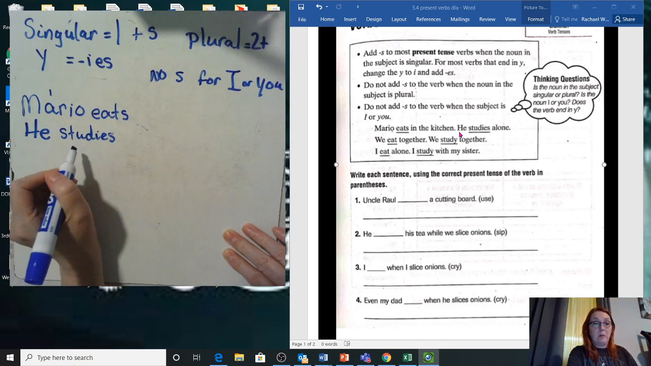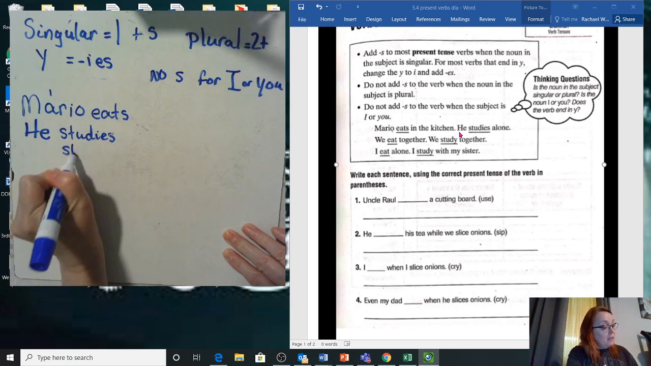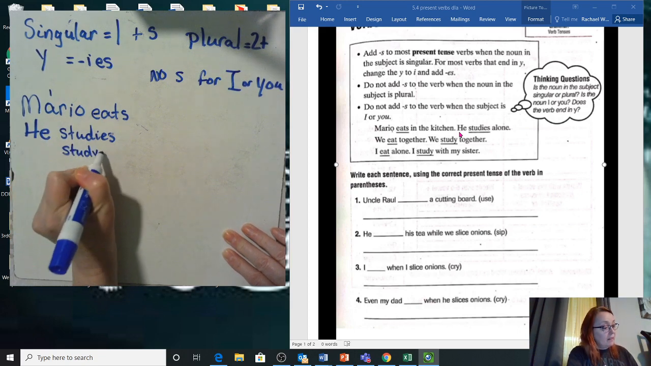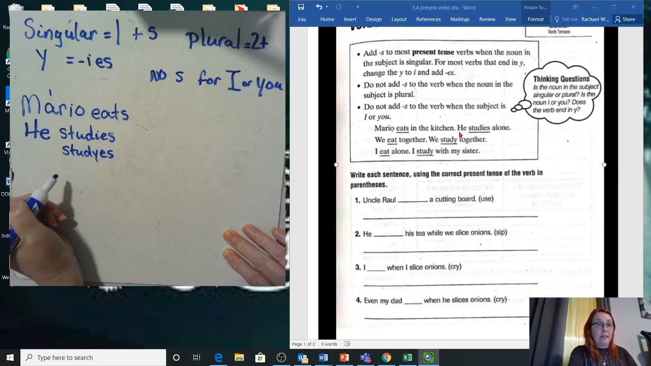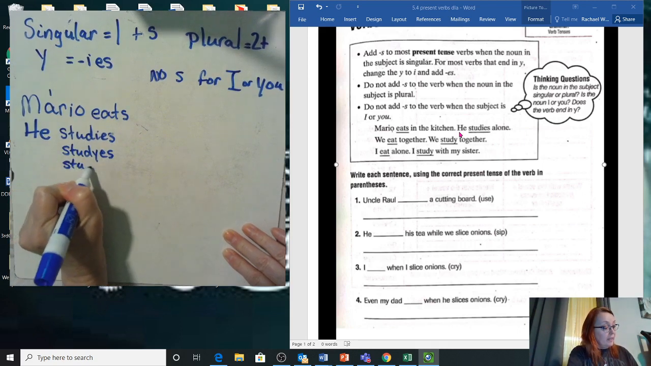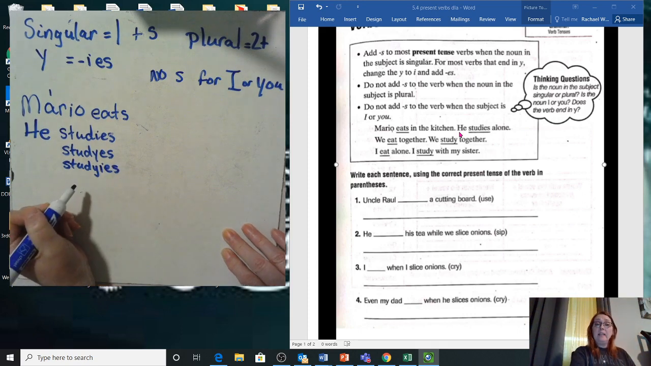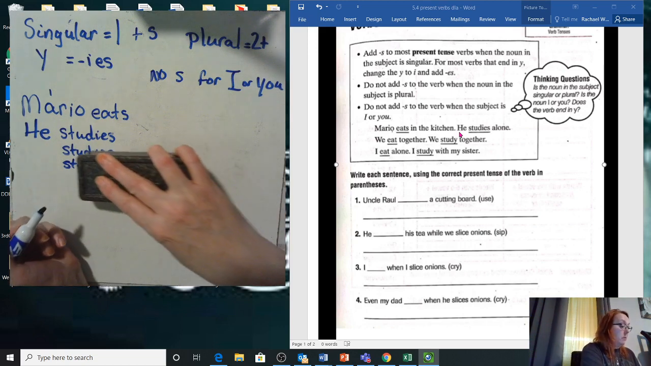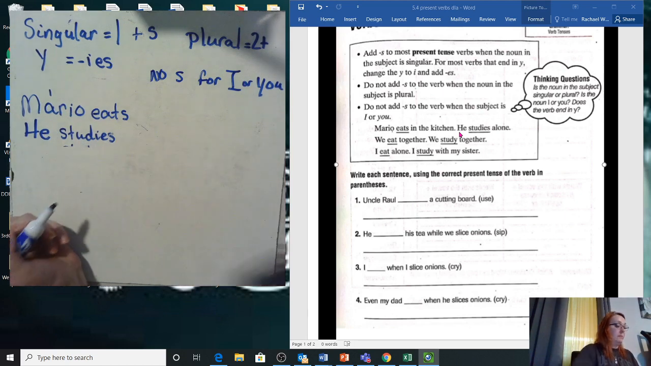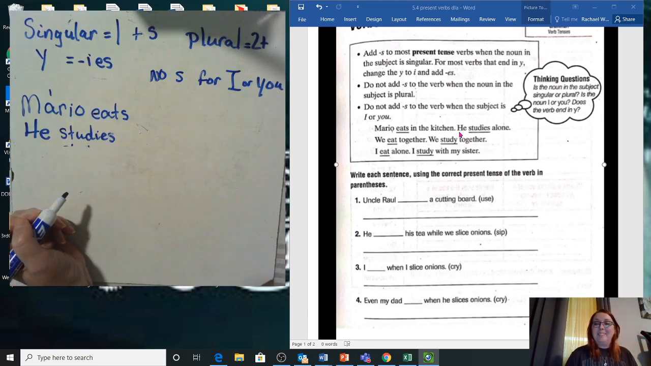That's where their spelling rules are coming in. So it's not going to be studys. It's also not going to be like this. Look how funny this looks. Studyies. Oh my goodness. That's way too many of those sounds. Whew. Let's get rid of those. No way. There we are. Okay. Next sentence.